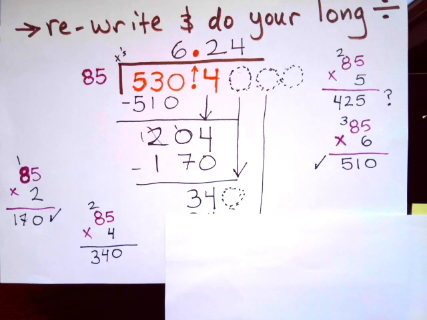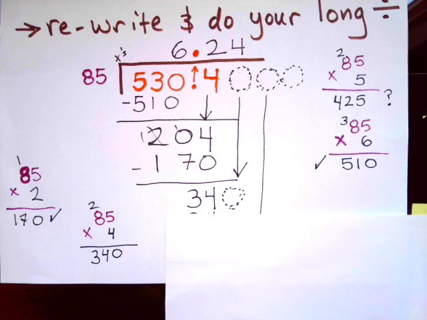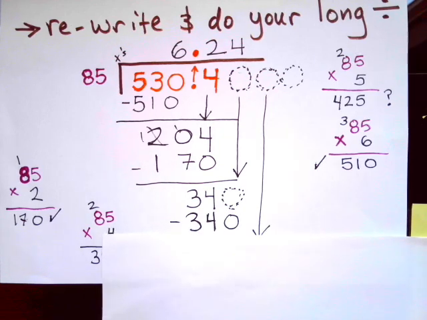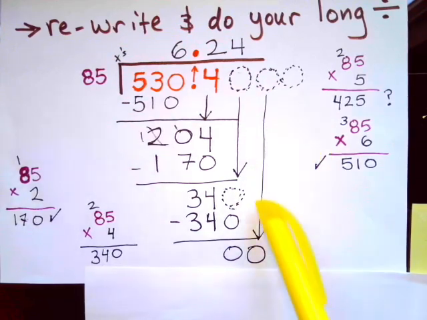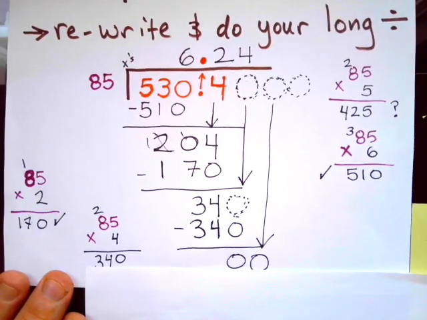Again, my target was 340. 85 times 4, right? So 5 times 4 is 20. 8 times 4 is 32, plus 2 more is 340. So I'm going to subtract 340 from 340. And that leaves me 0. I can bring down that other 0 to show 0. Once I get to 0, I know my answer.